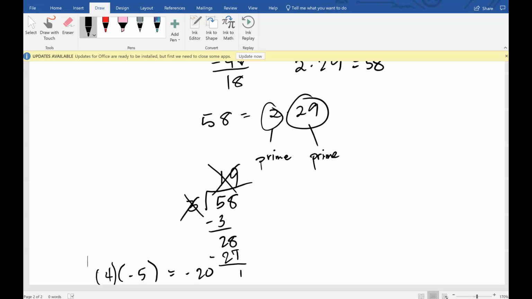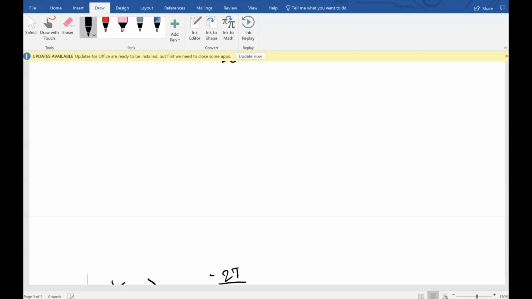Okay, so basically you just try different numbers. To find the factors of a number, you just want to start with probably 2, 3, 4. Just kind of go through the list of the first 10 numbers or so, and see if they will go evenly into the number that's being asked.